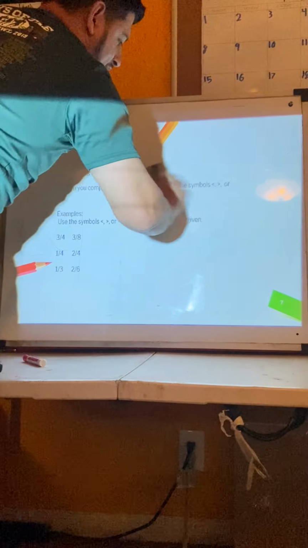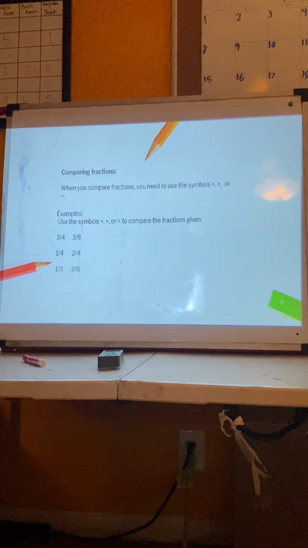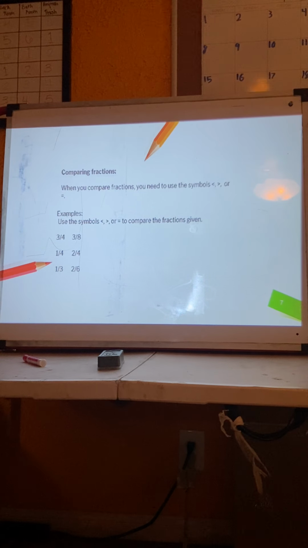Another thing we went over before we went on the break is comparing fractions. Now, when you compare fractions, you need to use the symbols greater than, less than, or equal to. Examples: use the symbols greater than, less than, or equal to compare the fractions given. Remember I told you before the break that whenever we're comparing fractions and we see that the numerators, which is the top number, are the same, we compare the denominators, which is the bottom number.